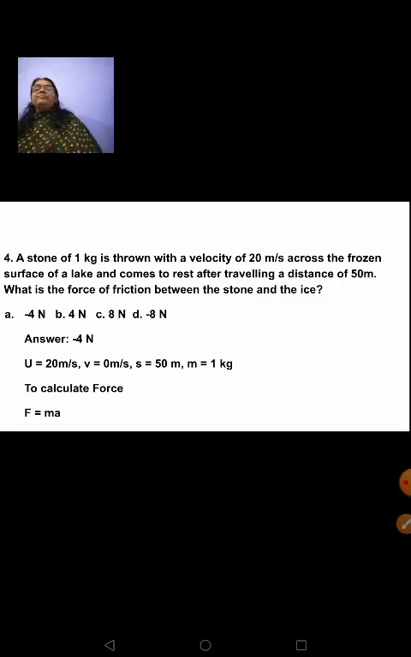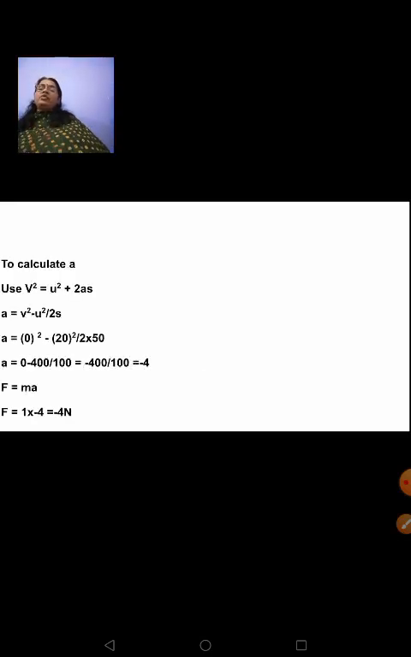So here again, mass of the stone is given as 1 kg. It is thrown with the velocity, that is your initial velocity, 20 meter per second. Okay, and it comes to rest after traveling a distance of 50 meter. Distance is marked by the letter S. S is equal to 50 meter. It's coming to rest after traveling that distance. That means your V is going to be 0. They want you to calculate the force. Force is calculated using the formula mass into acceleration. So here acceleration value is not given. So in that case, first you have to calculate acceleration.